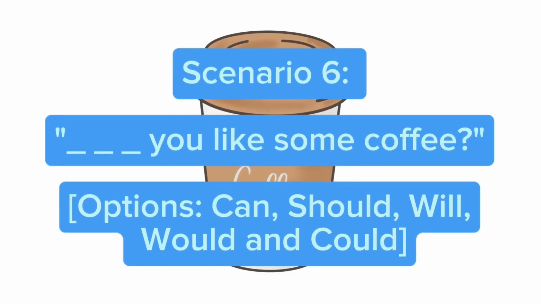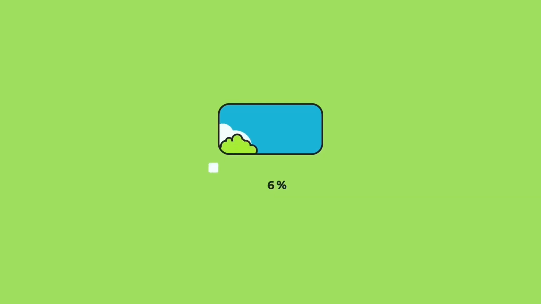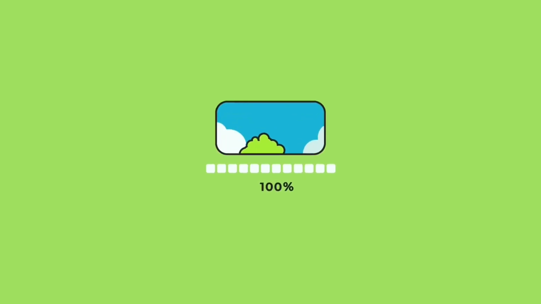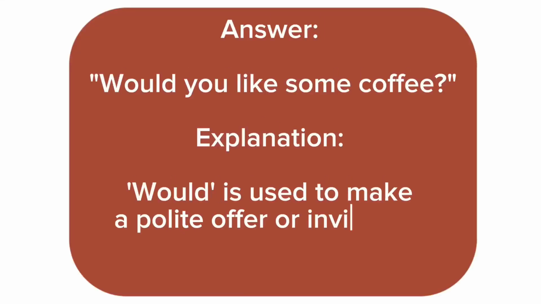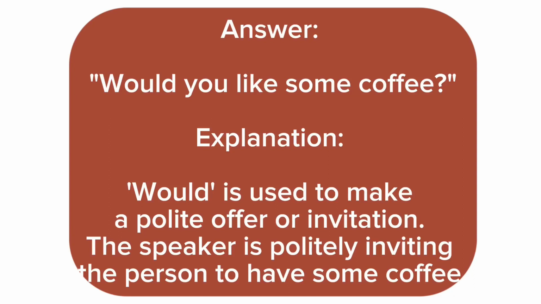Scenario 6. You like some coffee? Options. Can, should, will, would, and could. Answer. Would you like some coffee? Explanation. Would is used to make a polite offer or invitation. The speaker is politely inviting the person to have some coffee.